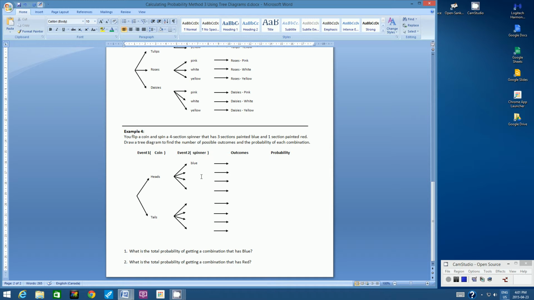What's the second possible outcome? Well, the second possible outcome is also we can land on blue. The third possible outcome, we can land on blue. But the fourth possible outcome is we can land on red. Remember, there's that 1 section that's painted red. So now that you've figured out this part of the branch, then you just copy it for the lower half.